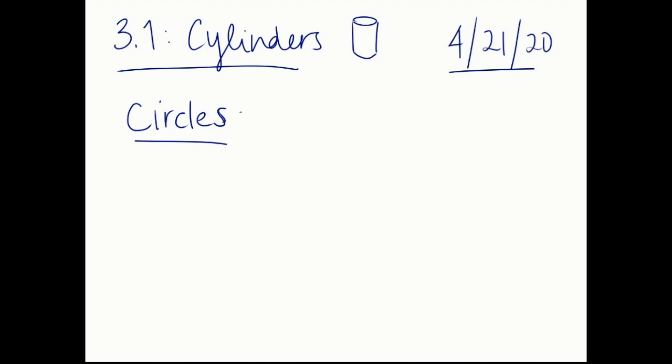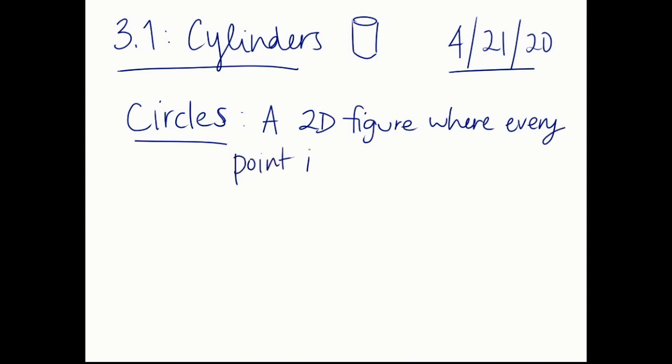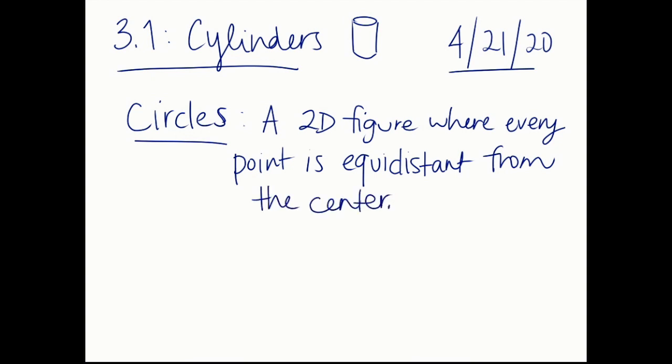The technical definition of a circle is a two-dimensional figure, that means a flat figure, where every point is equidistant, or equally distant, from the center. So if we can picture a circle, something like this, and we have the center, every point on this circle is the same distance away from the center. No matter which point we pick, it's going to be equidistant from the center.